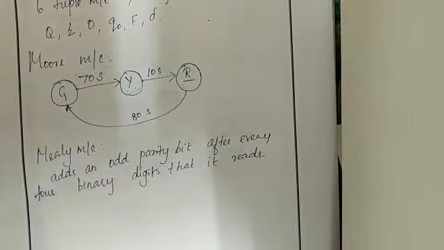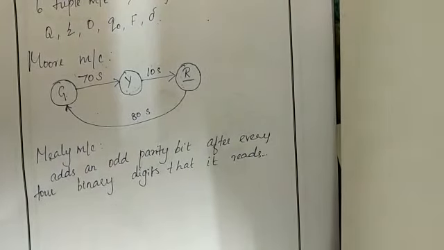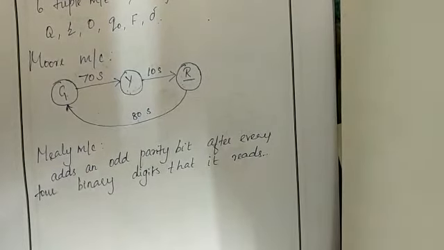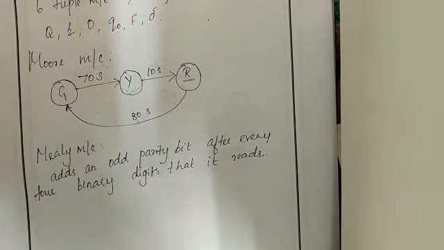So I have to design a Mealy machine so that it reads a 4-bit binary number. Once these 4 bits are read, it should generate an odd parity bit. So input will be a 4-bit binary number, but output will be 5 bits. How did I get this 5th bit? It is an odd parity generator bit.